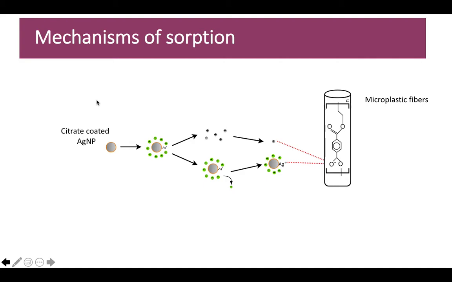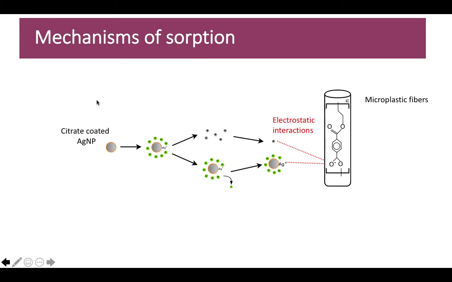In the same way, something called ion exchange can occur, in which one of the ions from the Stern layer will be replaced by another negative ion, and in this way, the silver nanoparticle can also interact with the negative surface of the fiber.